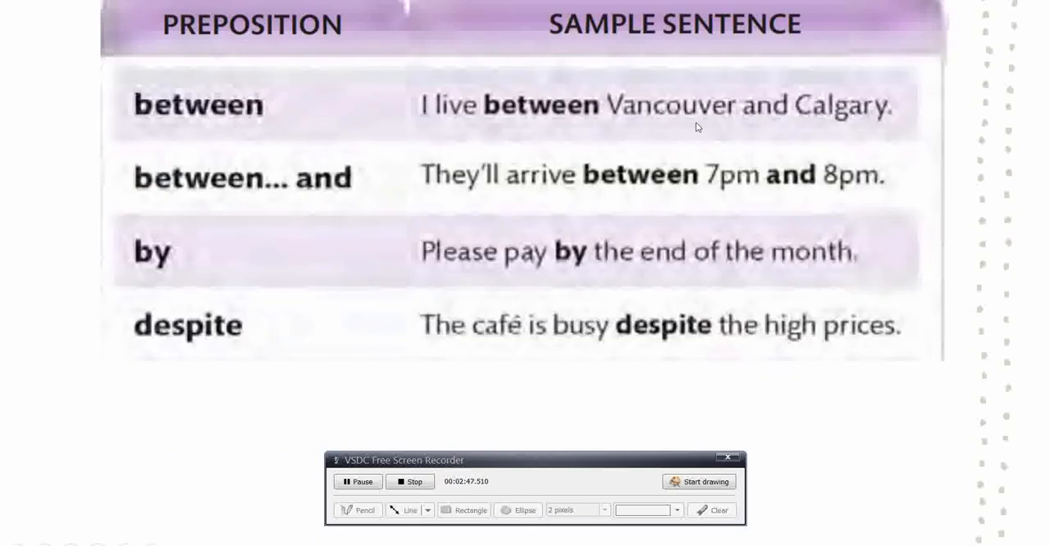Between. I live between Vancouver and Calgary. Between and. They will arrive between 7 p.m. and 8 p.m. Over here, between is a preposition, but and is not. By. Please pay by the end of the month. Despite. The cafe is busy despite the high price. Remember that when you say in spite, you use in spite of, but when you use despite, you say just despite, you don't use of with it.